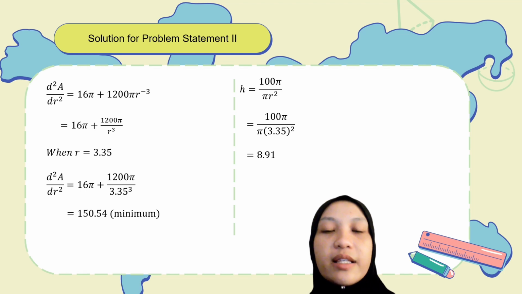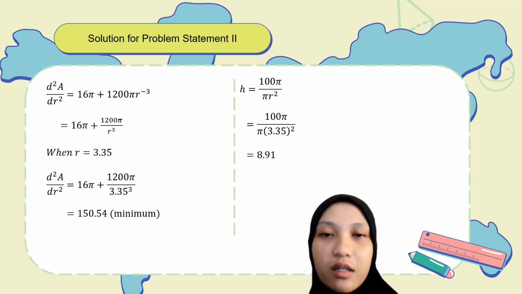Then we need to find the second derivative, d to the power of 2 A over dr to the power of 2, for 16 pi r minus 600 pi r to the power of negative 2, and we get 16 pi plus 1200 pi r to the power of negative 3. Same as before, since r has a negative power, we need to bring it down to be 16 pi plus 1200 pi over r to the power of 3.